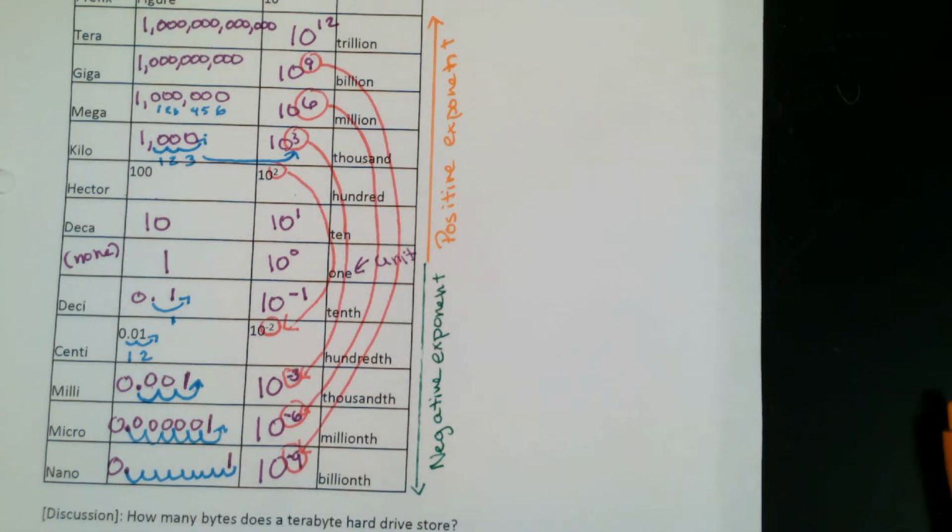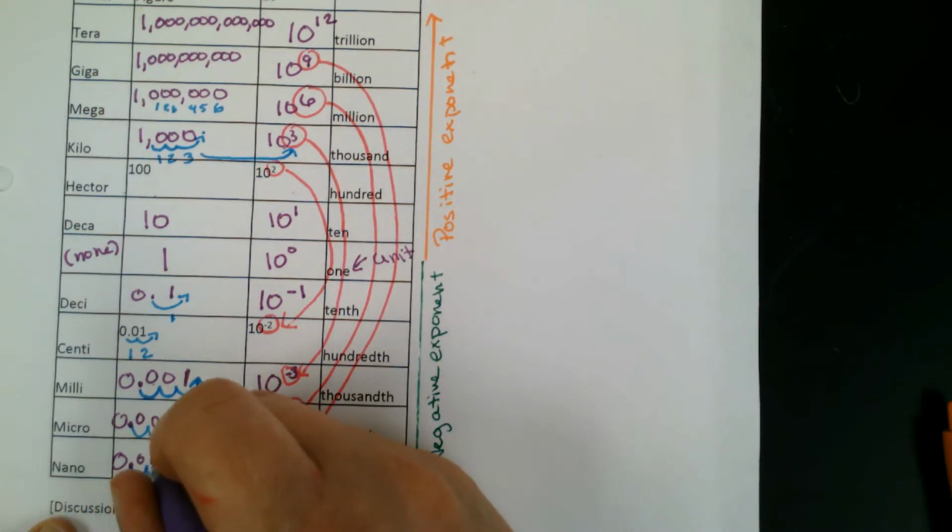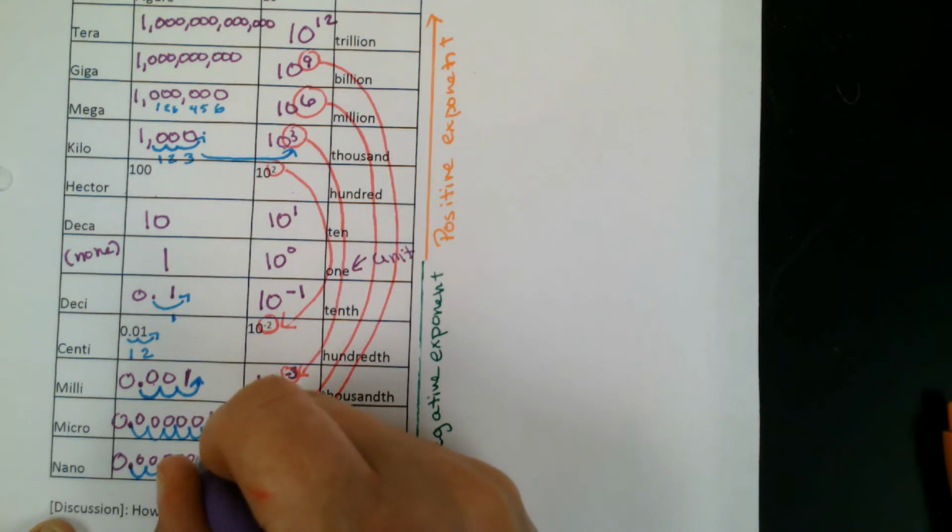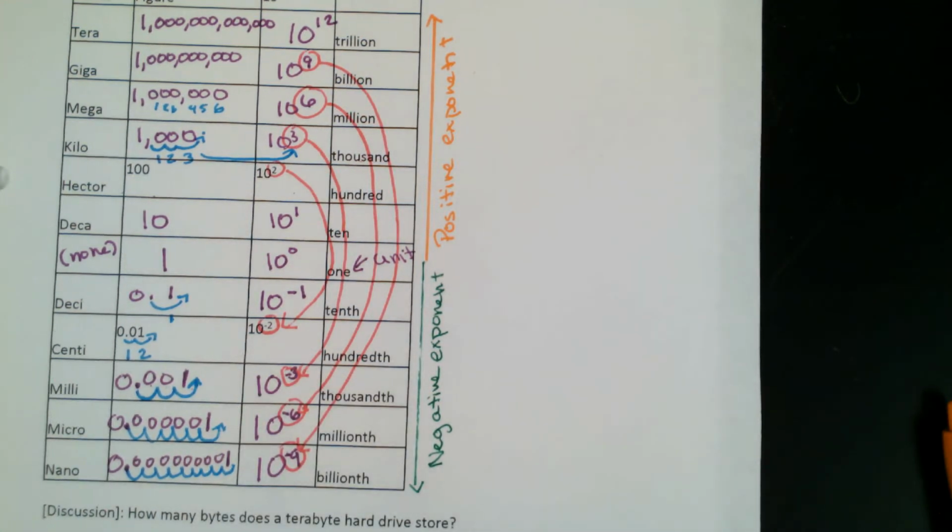Here's a 1, and then I fill all the rest of those little pockets with zeros. All right. So this is giving us some idea of scale in the universe and anywhere.